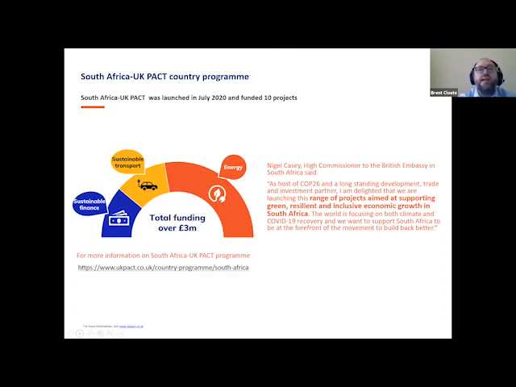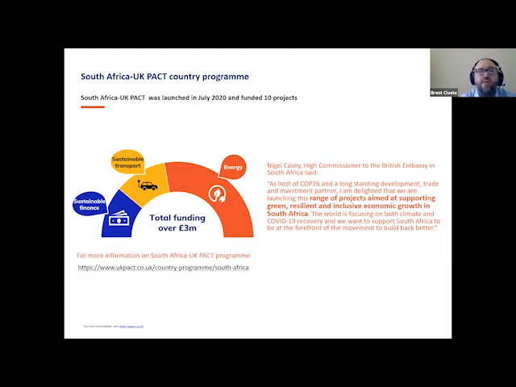Now, in terms of the South African program, it was launched in July last year. 10 projects have been funded for this first round of funding. As you can see, more than £3 million of funding has been deployed. Most of the funding is in terms of renewable energy and supporting the energy transition, and also as that relates to inclusive growth. There's also a number of sustainable transport projects, and then there's 2 sustainable finance projects, of which the project we are representing today is one of those two projects.